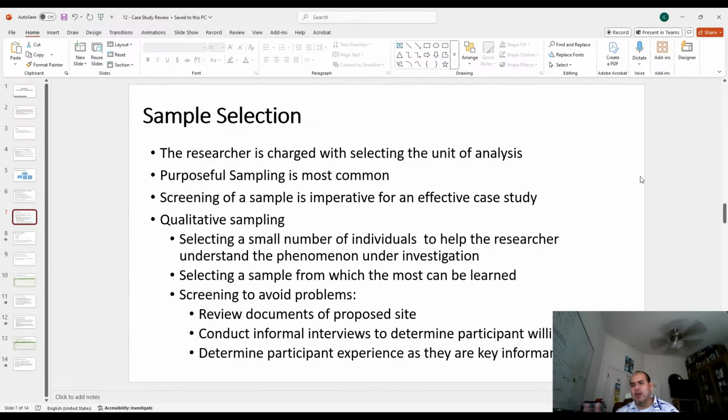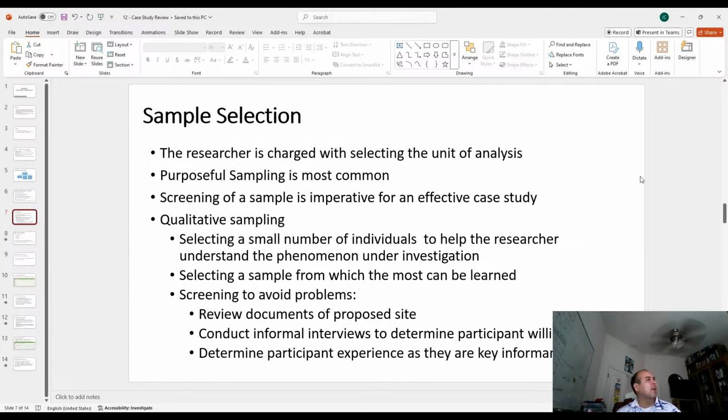Do you belong to this, or are you this? That is going to help you determine that you got the right people that are going to be part of that study based on your purposeful sampling. And the qualitative sampling is selecting a small number of individuals. Remember, qualitative, small number; quantitative, large number. Okay, and understanding the phenomenon under investigation, selecting a sample from which the most can be learned.